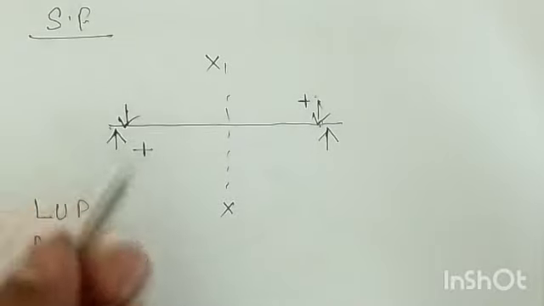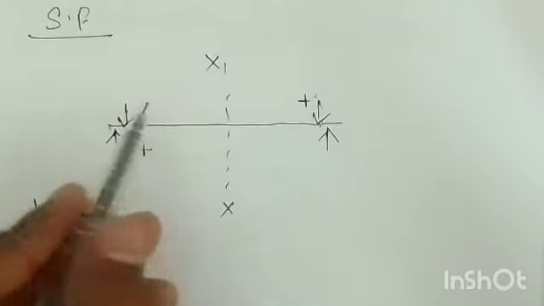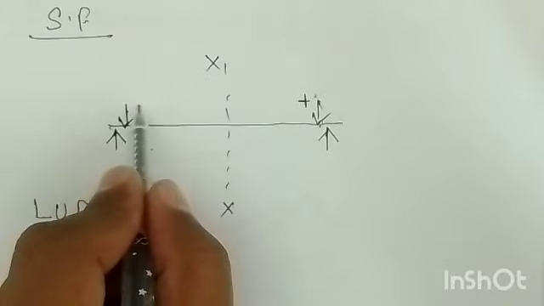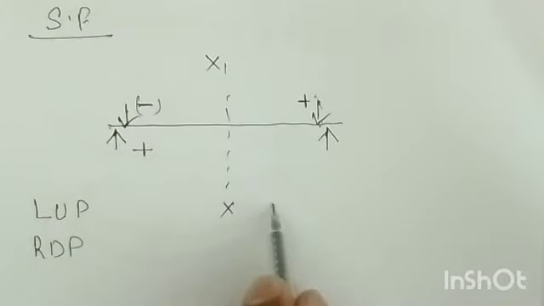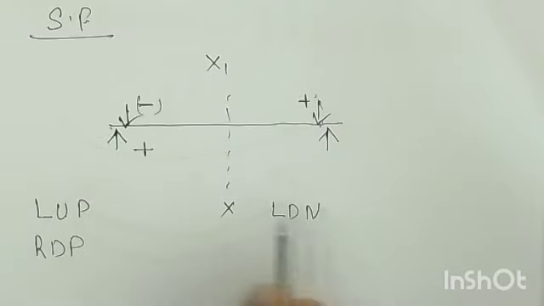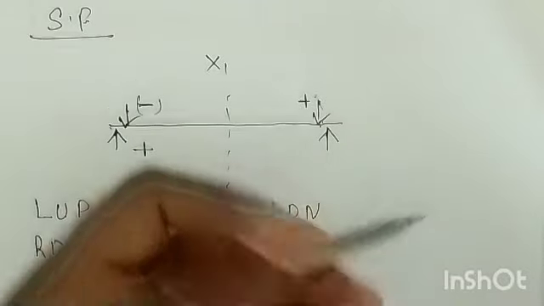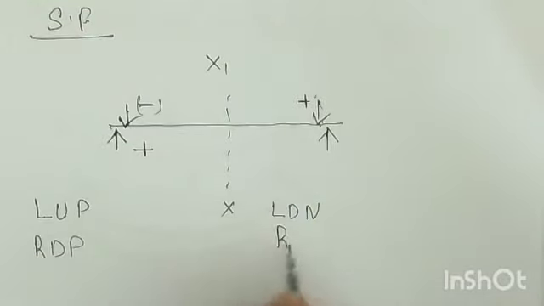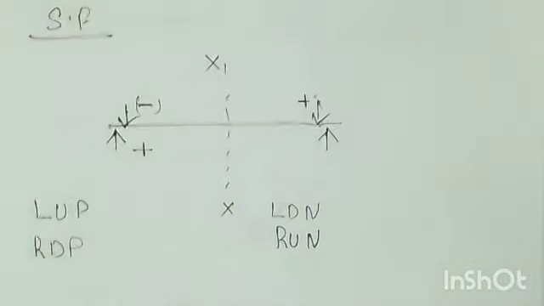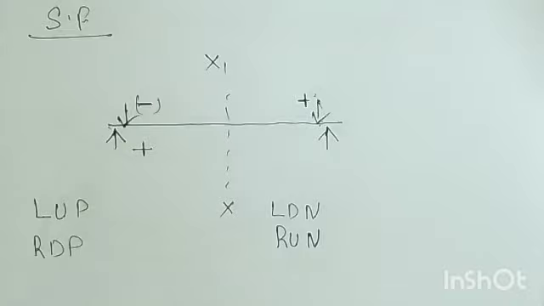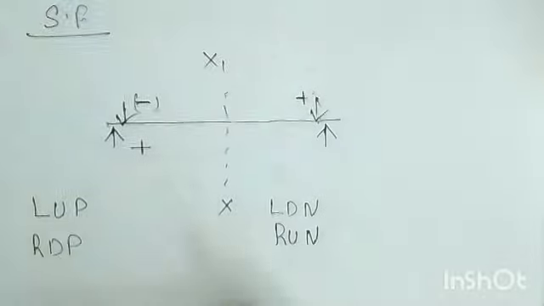Now similarly, if you are finding the shear force from the left hand side, downward is negative, that you call LDN, left side downward is negative. If your calculation is from the right hand side and the force is upward, then RUN, that is right side upward is negative. So left side upward is positive, left side downward is negative, right side upward is negative, and right side downward is positive. This is the sign convention for the shear force diagram.